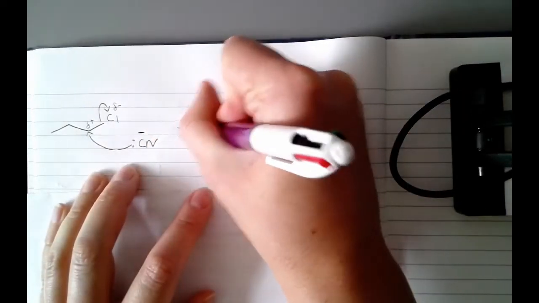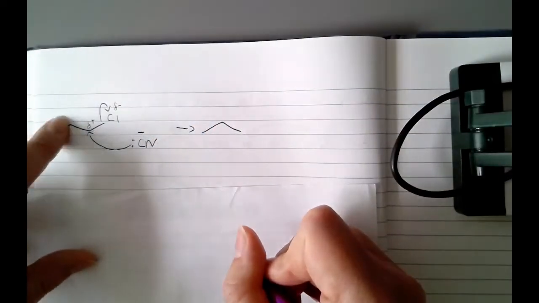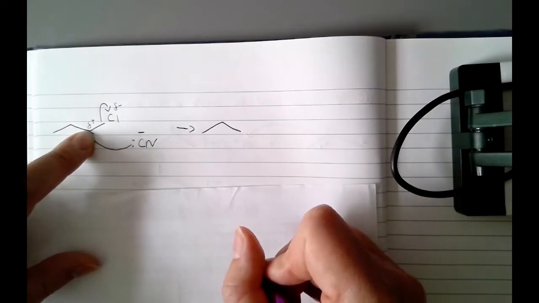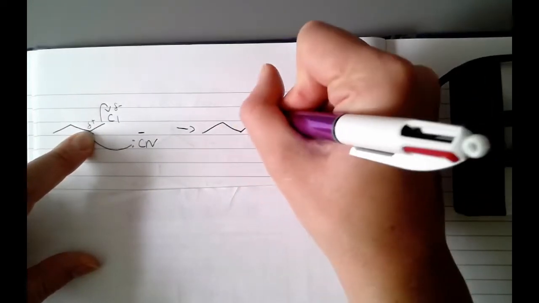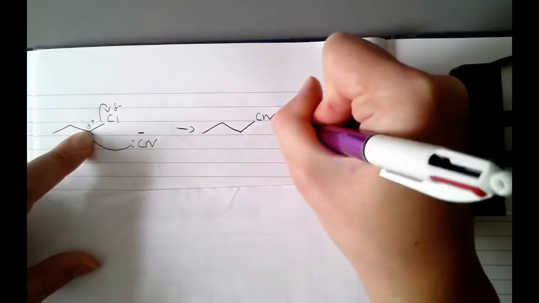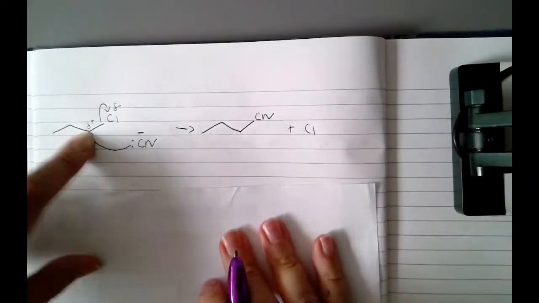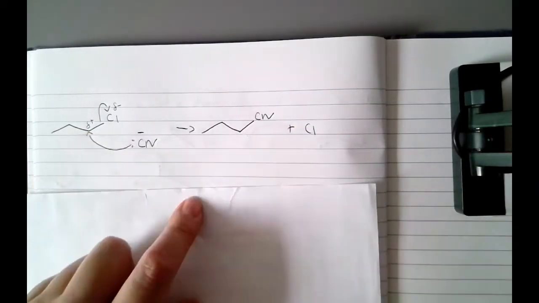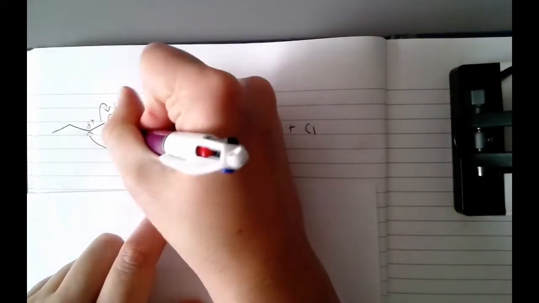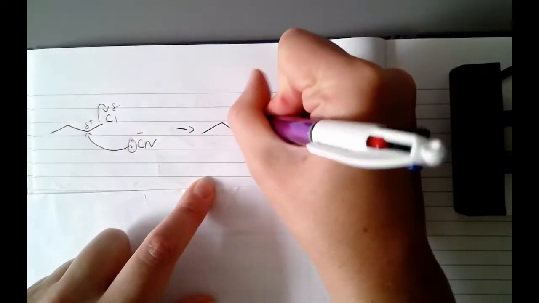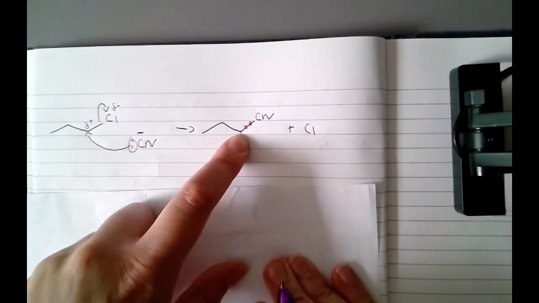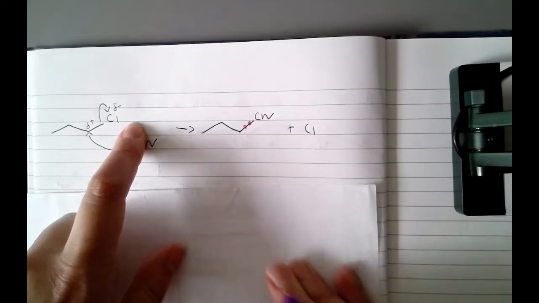That means I'm still going to have my three carbons, 1, 2, 3, but on carbon 3, I'm now going to have the CN group. The chlorine is going to leave. So this carbon forms, call those the red electrons, forms a new bond with this carbon here, and the chlorine bond breaks.